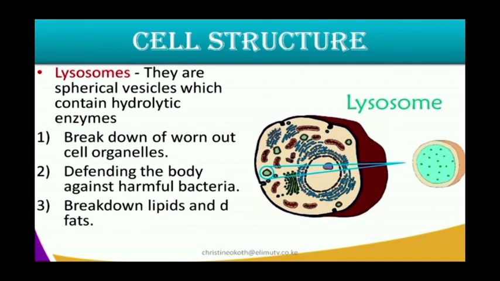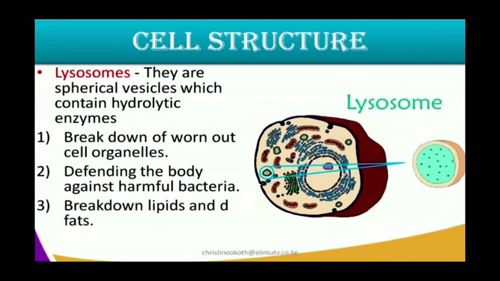Then the next structure we have is the lysosomes. They are spherical vesicles which contain an enzyme that we call hydrolytic. So it has three main functions in the cell. The first function is to break down worn out cell organelles. If there are any organelles which are worn out and not functioning or not doing any work in the cell, it is the responsibility of the lysosome to break them down because they are not doing any work in the cells.